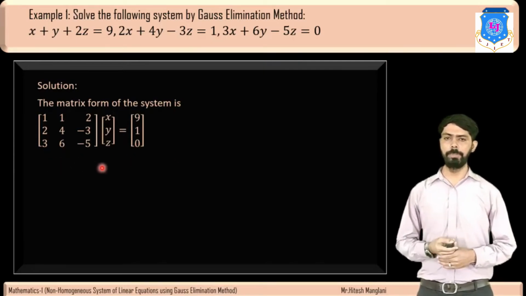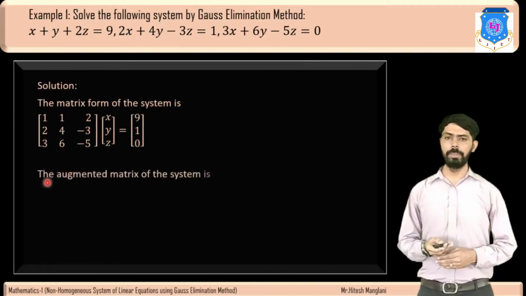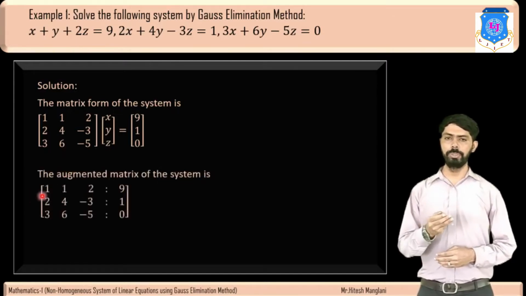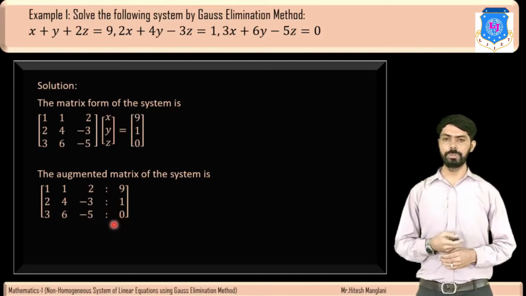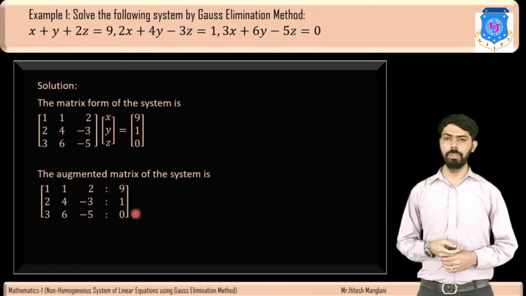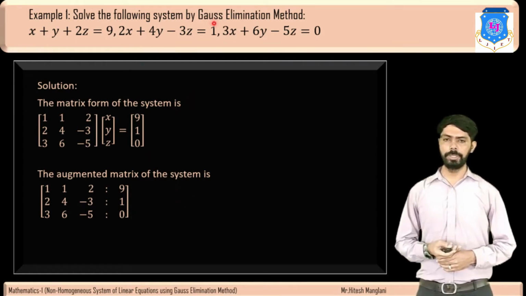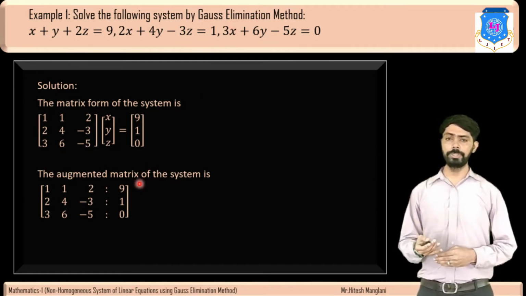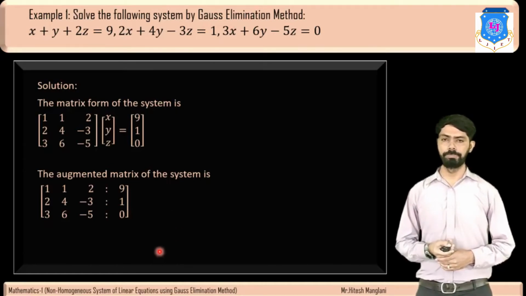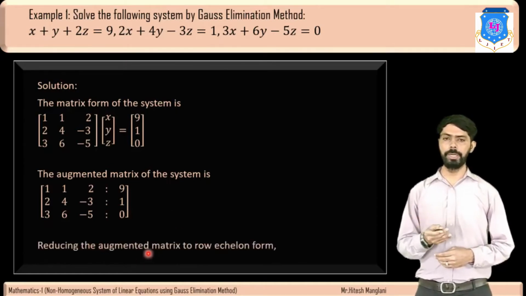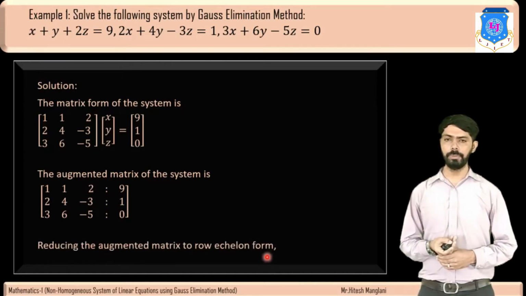Now we will write down the augmented matrix of the system. So the augmented matrix is given by [1 1 2 | 9; 2 4 -3 | 1; 3 6 -5 | 0]. So this is called the augmented matrix. Now here we have to solve the equations by Gauss elimination method. As we have studied earlier, in Gauss elimination method we have to convert the augmented matrix into row echelon form. So here we reduce the augmented matrix to row echelon form.